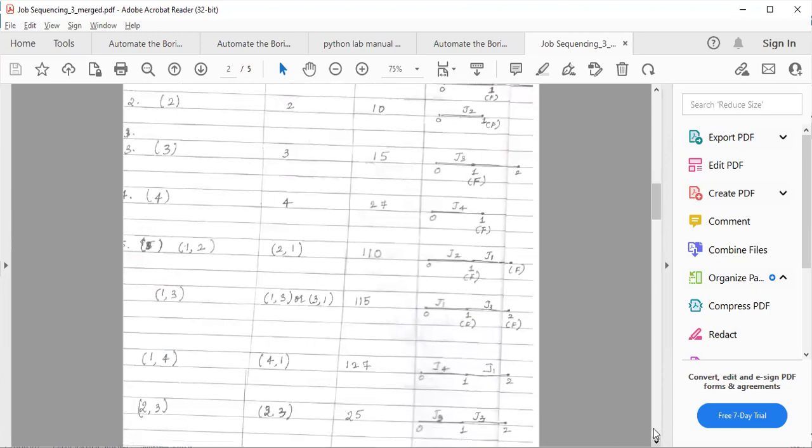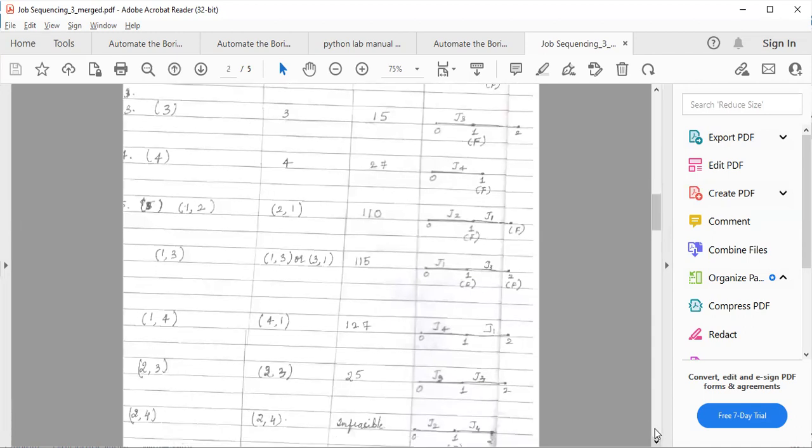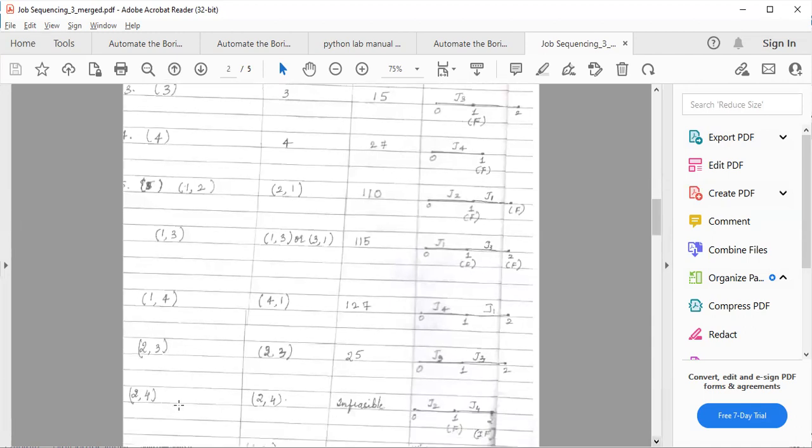You can see here 2 and 3. First job 2 will be completed and then job 3 will be completed, because each of them has 1 unit of time. So when you add job 2's and job 3's profit, it is just 10 plus 15, and you get 25 over here. Now, the next important thing to consider.